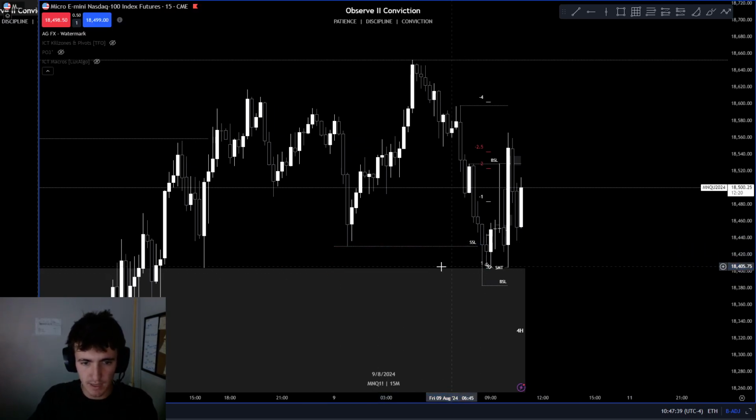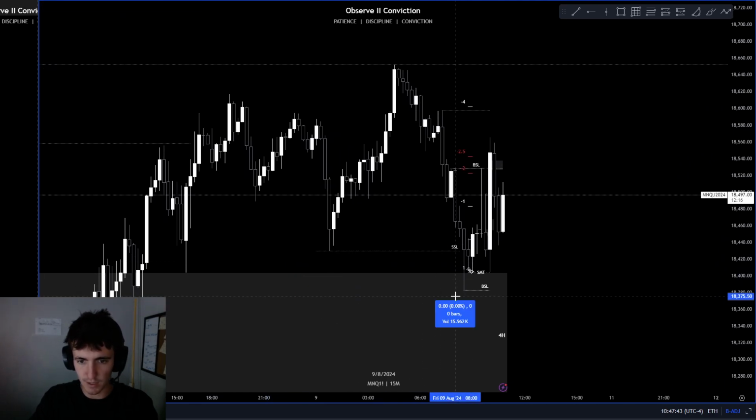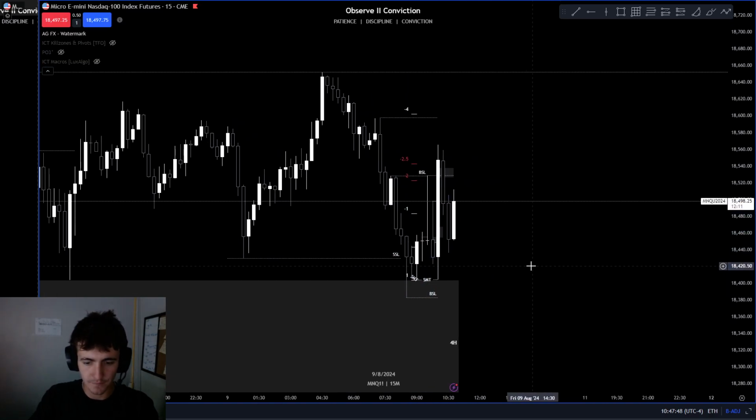It really depends. This level counts too, but I like this one more. So it's just, how do we react to this level? Are we going to displace through it, or are we going to wick it and go higher? And what do we do? We wick it and go higher.